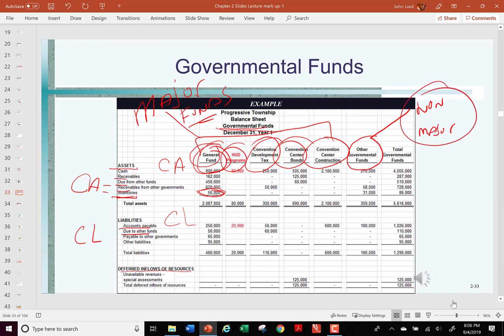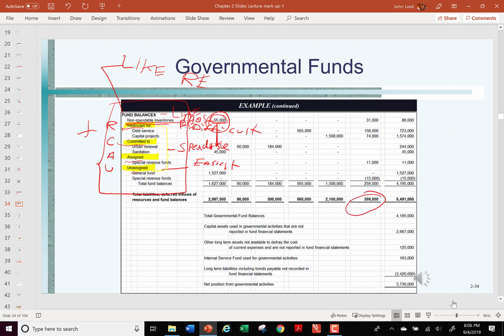They're not going to exchange an inventory item for something, are they? Okay, so if you've already spent your cash, your current asset cash, let's say, on inventory, then you can't spend that anymore. It's non-spendable, right? So we call that out as non-spendable.